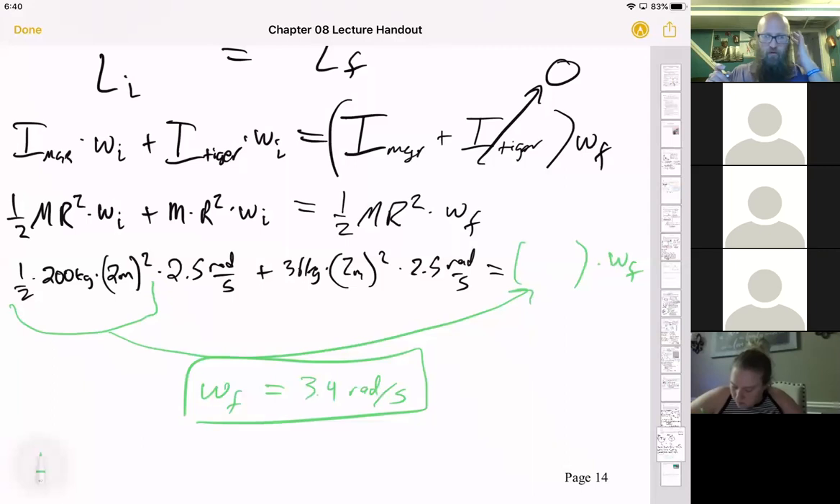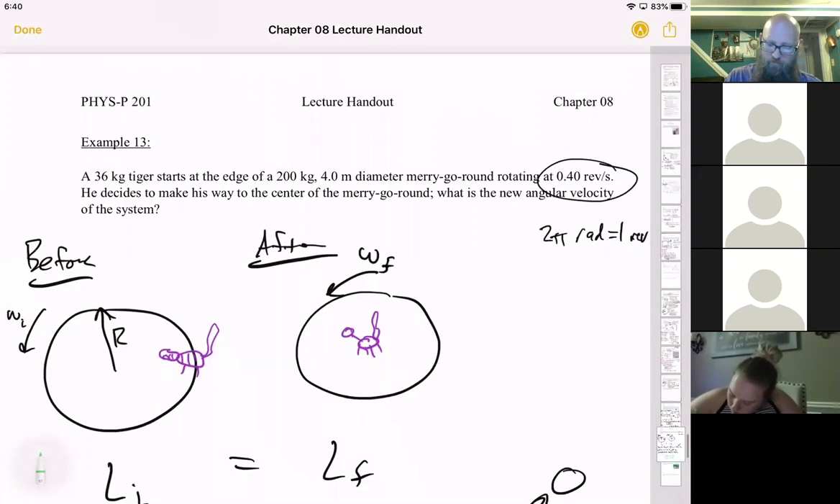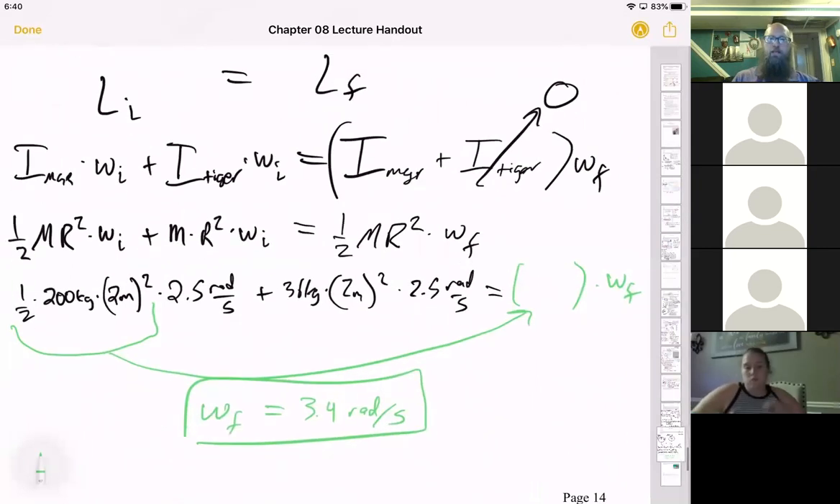Okay, so does that make sense? Well, we started with 2.5 radians per second. The moment of inertia of the system got smaller, so omega got bigger. So yeah, that makes sense. So the next time you're on a merry-go-round with a tiger, notice how the angular speed changes when you move around the merry-go-round, if one of you is trying to eat the other, I presume. Okay, that's it for chapter 8.